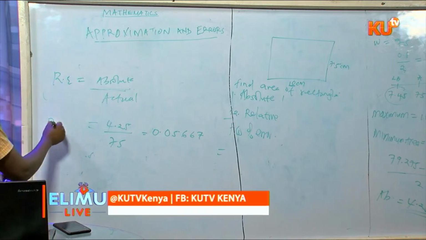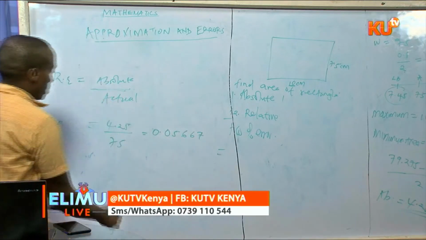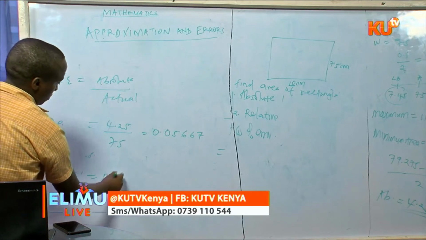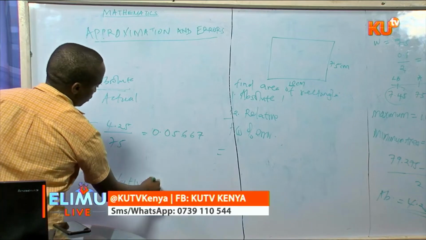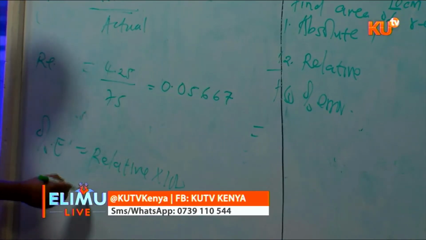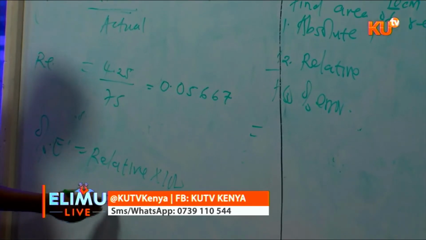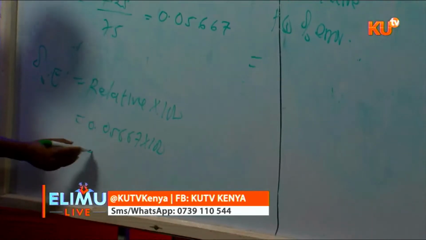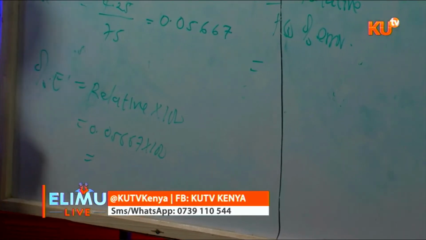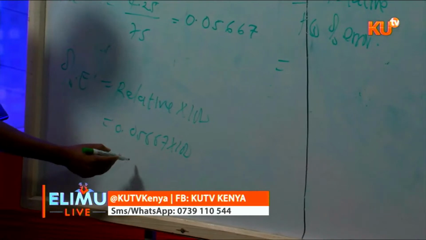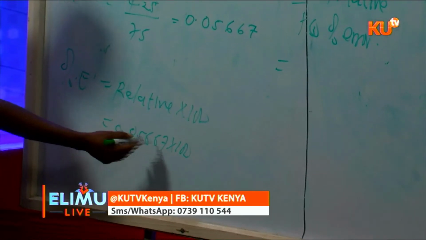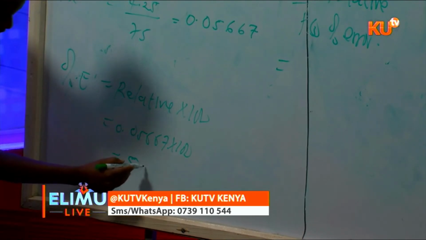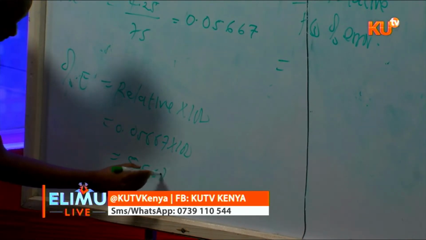That is our relative error. We go to the last one, which is the percentage error. So that is very simple. Percentage error is equal to relative error multiplied by 100, which will be 0.05667 multiplied by 100. You just multiply, so it will be 5.667%.